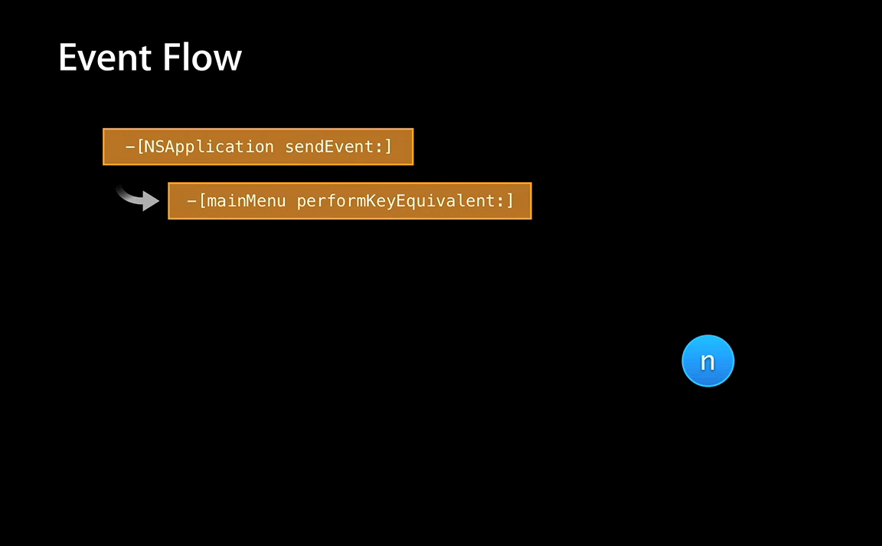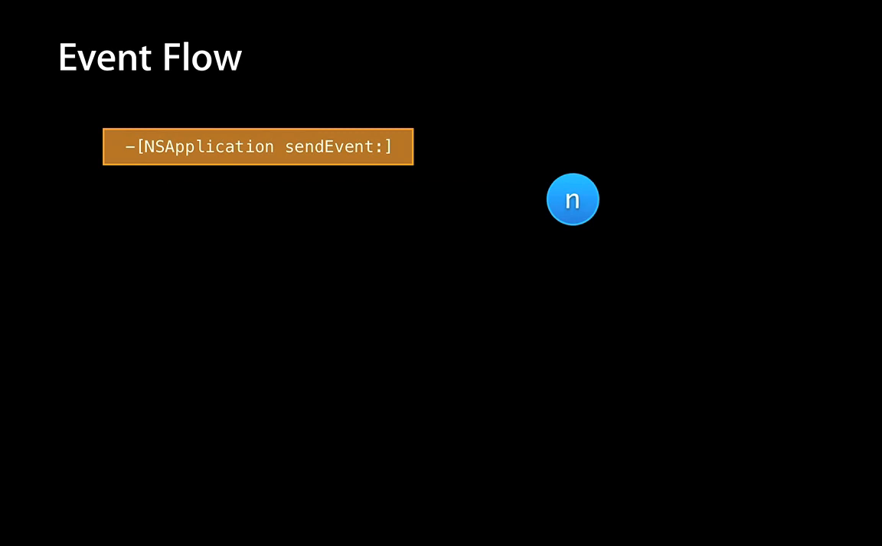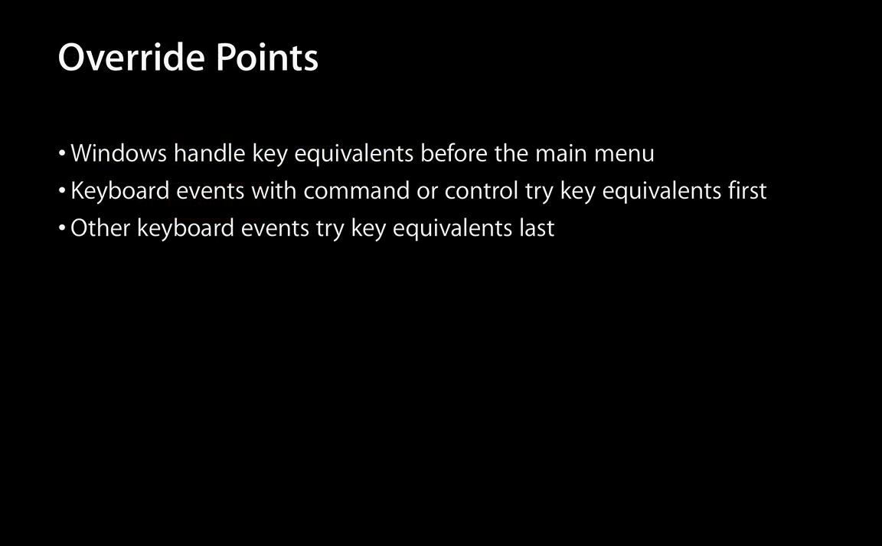And if the perform key equivalent on the key window did not return no, then it will call perform key equivalent on the main menu. So again, this might be the first or second time that perform key equivalent is called, depending on the event. And the very last thing it does is it will beep, and then the event is destroyed. So this is the very fallback behavior.